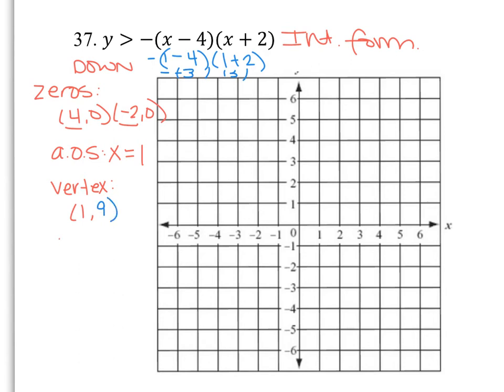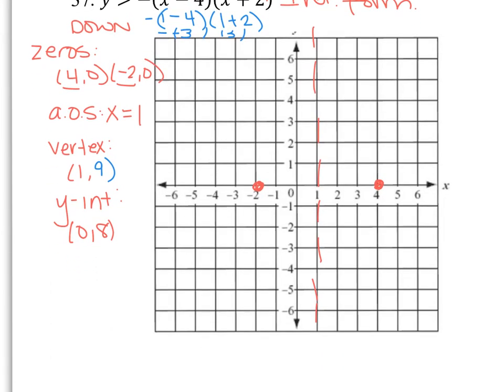And then my y-intercept, I just distribute the last terms of everything. So I get 8. So 0, 8. So now I'm going to plot. So I have my zeros at 4 and -2. My axis of symmetry is at 1. My vertex is at 1, 9, which is very nicely going to go off my graph. And my y-intercept is at 8.